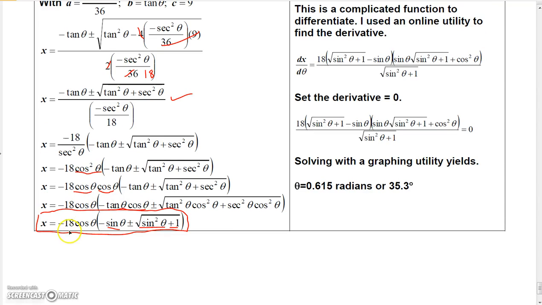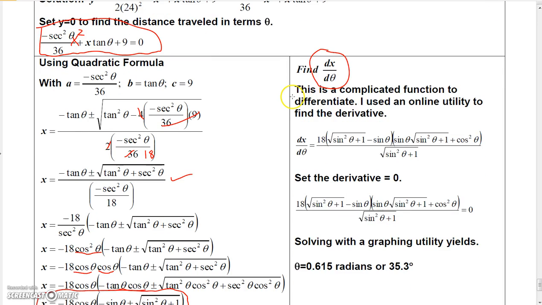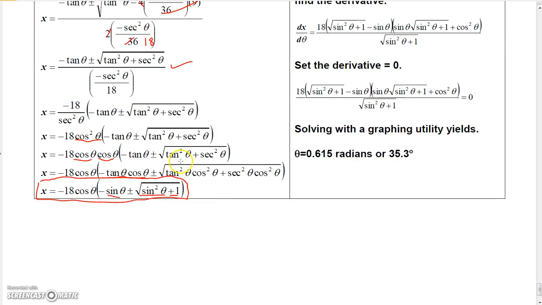All right, so now I want to find the derivative of x with respect to theta. But this function down here is actually a pretty complicated function. I'd have to do the product rule with minus 18 cosine theta being u and all the stuff in the parentheses being v. But even if I do that, what's in the parentheses involves a square root. So it's going to get pretty nasty if I try to differentiate this by hand.